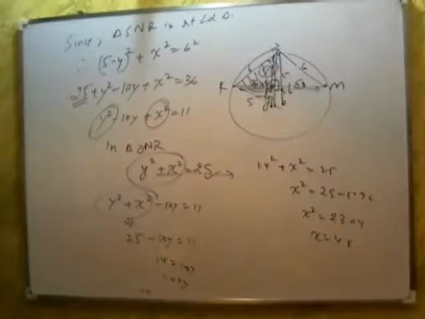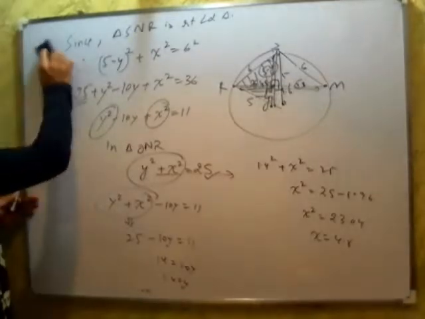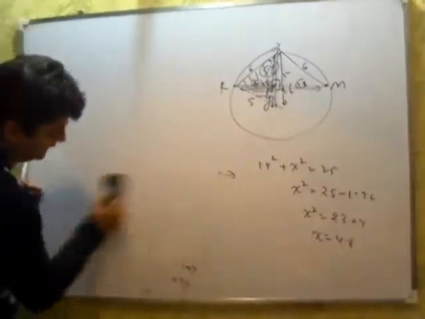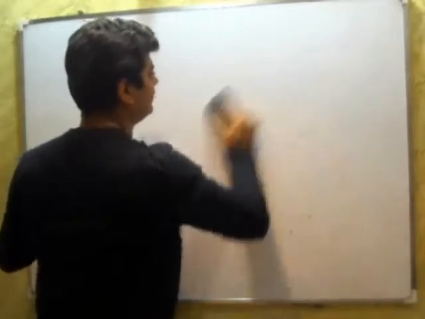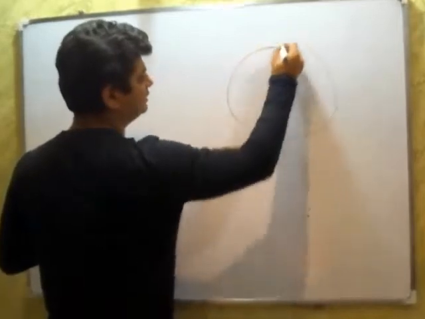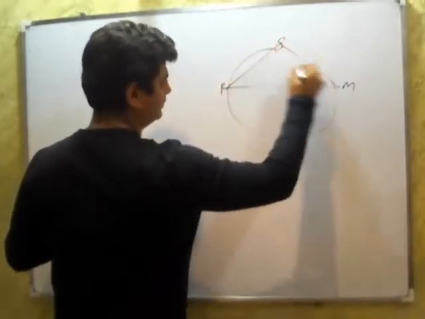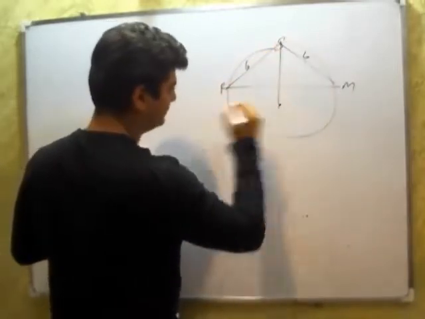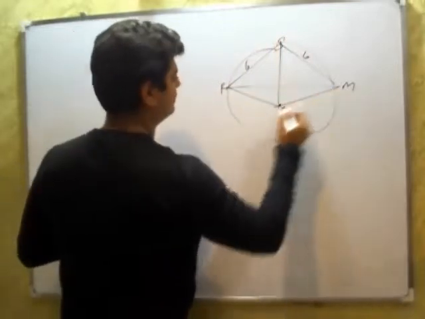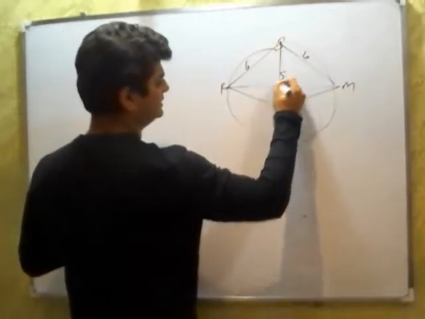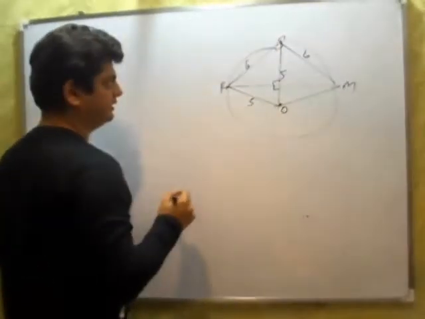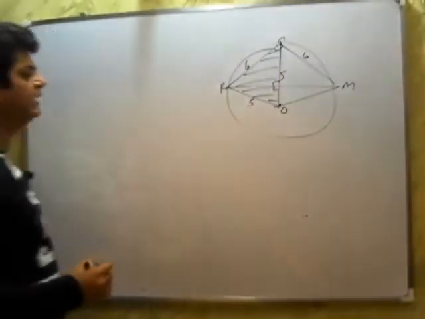I want to tell you this answer by some other method as well. I want you to copy it down. Just pause this video right now and copy it down, and then I am going to tell you the next way how to crack the same question. See, you have to prove that SO is perpendicular on RM. Right? So this is 5, this is 5, this is 90 degrees.